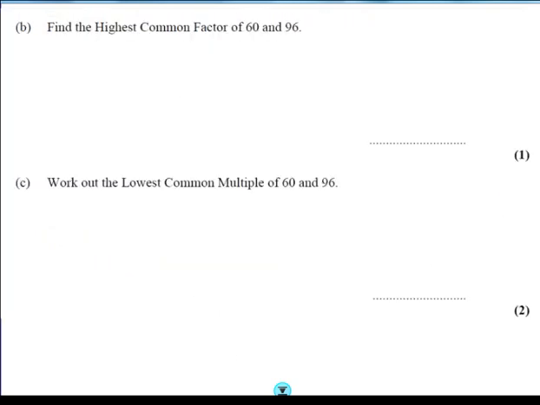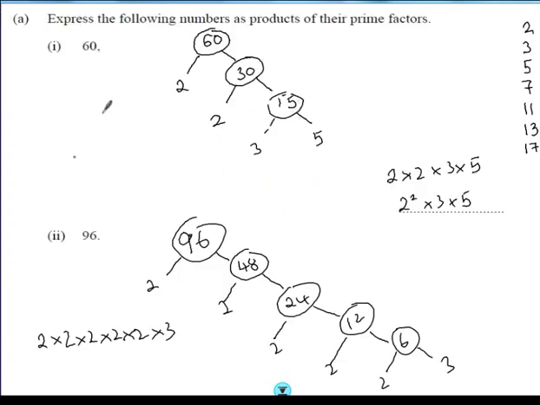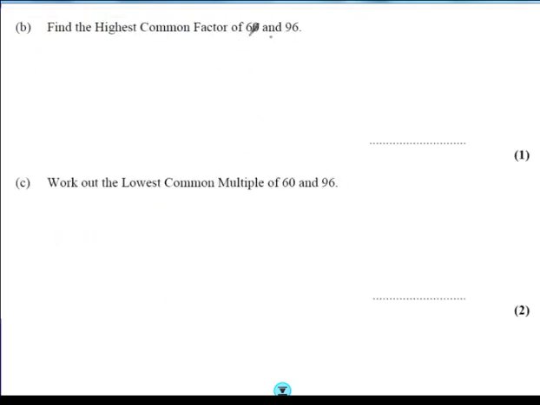Often a question related to prime factors is then to find the highest common factor of two numbers. In this question it wants the highest common factor of 60 and 96, and it often follows these questions because you've already done the work that you need. You can do this in two ways. One way is to break down 60 into all of its factors and 96 into all its factors and find the highest number that's a factor of both. Another way is to use the product of prime factors to help you, with Venn diagrams.